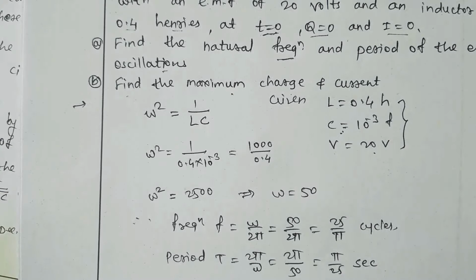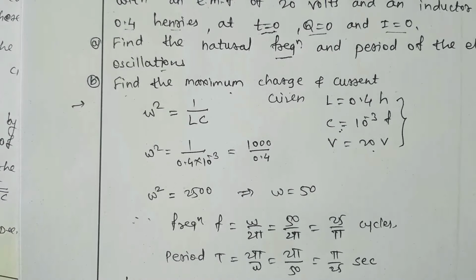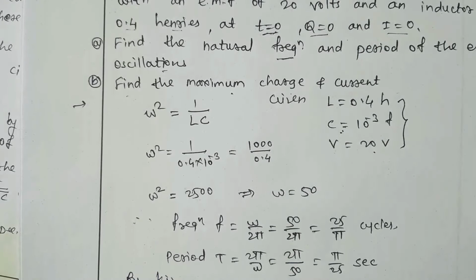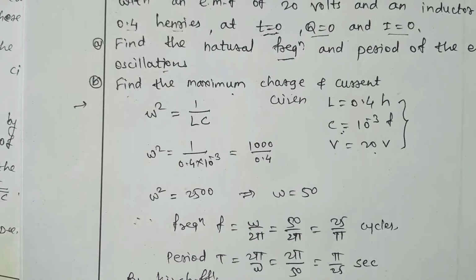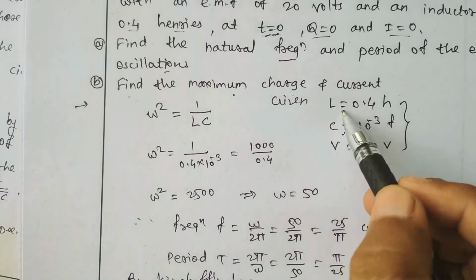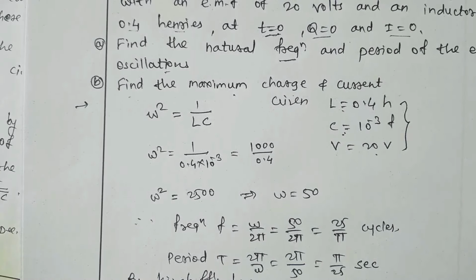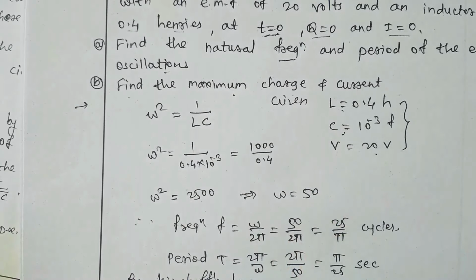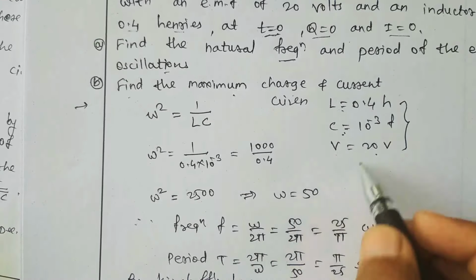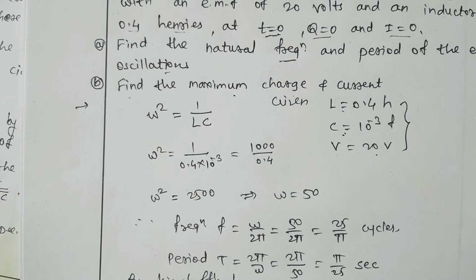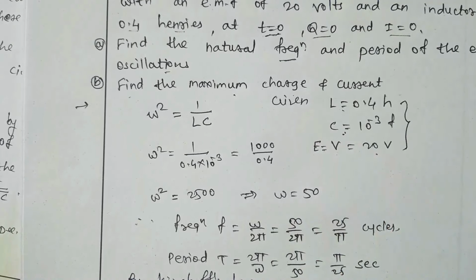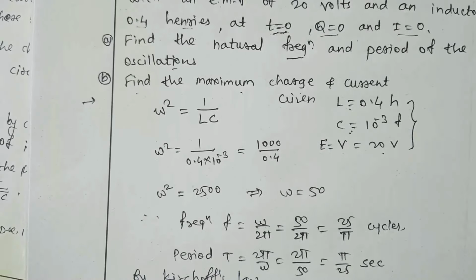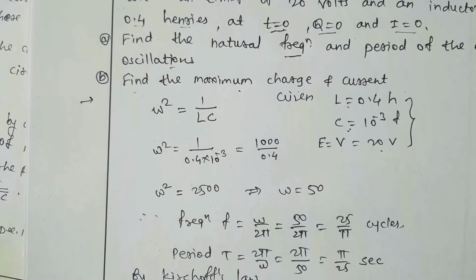What is the voltage drop across L? Therefore by Kirchhoff's law, the voltage drop across L, that is L into di by dt, plus the voltage drop across C, that is Q upon C, is equal to the EMF. So you can say it is E. Here the value of E is equal to 20 volts. Now we can write I is equal to dq by dt.